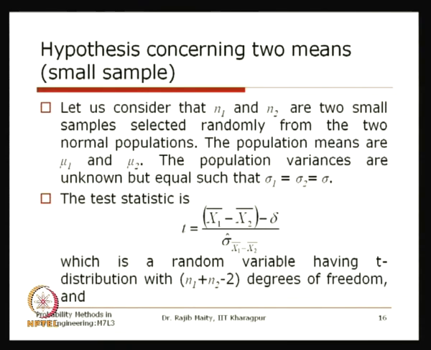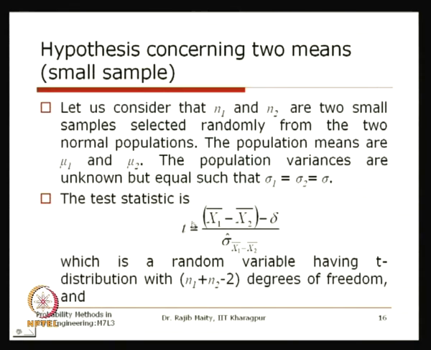Regarding these two sample means, if the sample size of either sample is less than 30, then it should be considered a small sample, and the small sample, as we have seen with the single mean also, follows a t distribution. So here the statistic is x1 bar minus x2 bar minus delta, divided by sigma hat of x1 bar minus x2 bar, which is the estimate of the standard deviation of the difference between the two means.